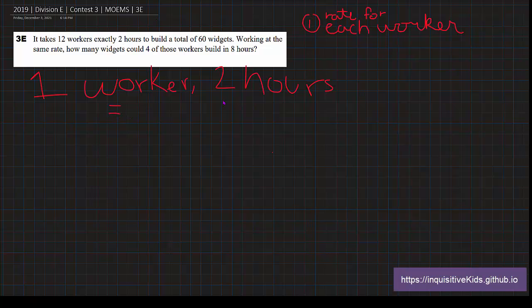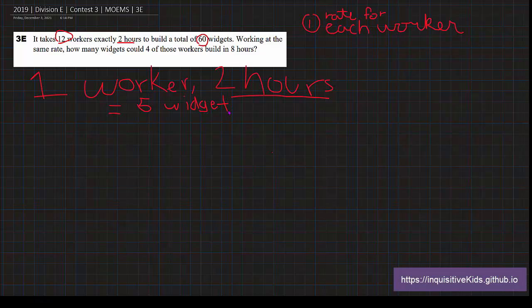So it's still 2 hours, 2 hours, 2 hours. So that's still the same. So let's do 60 and 12. And what we're going to do is divide, because each worker makes the same amount of widgets in 2 hours. So we would do 60 divided by 12. And 60 divided by 12 is 5. So one worker in 2 hours can make 5 widgets.